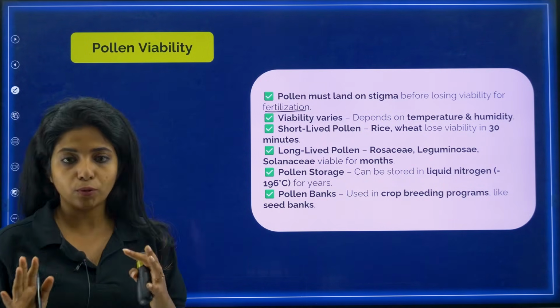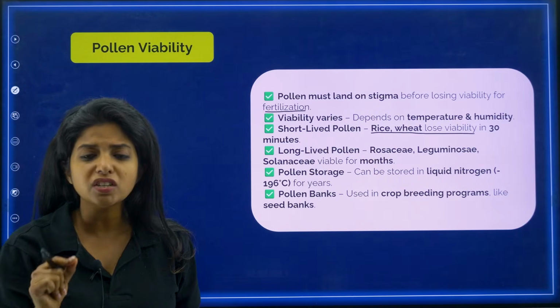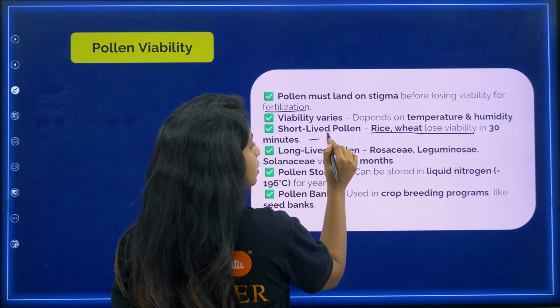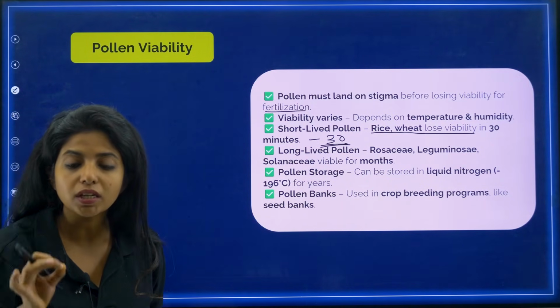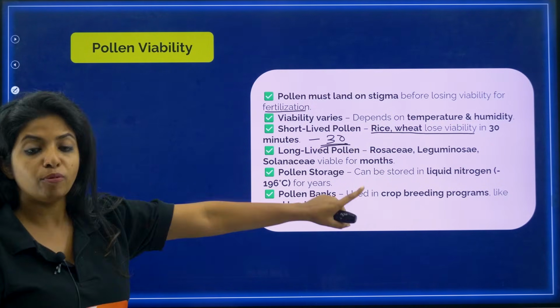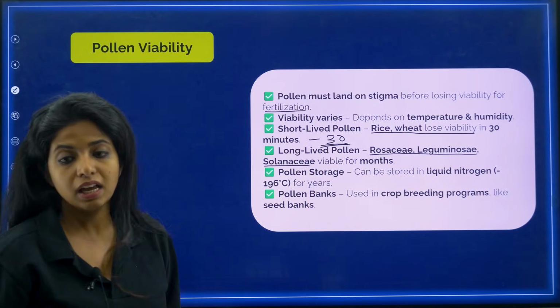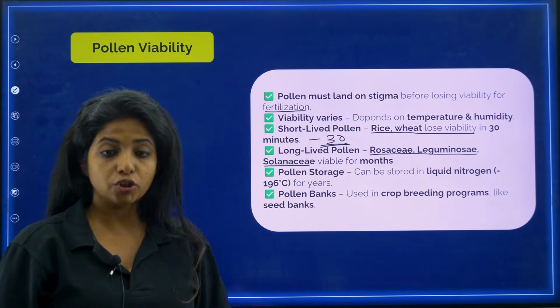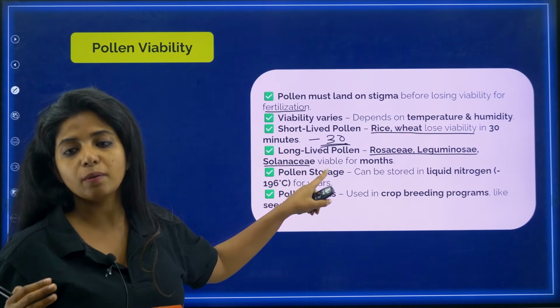There are short-lived pollen. You have to remember the names. It is rice, wheat. That will lose its viability within just 30 minutes. Rice and wheat, the staple food that we eat, my dear children, it loses its viability within just 30 minutes. What about long-lived pollens? There are 3 families that are given: Rosaceae, Leguminosae and Solanaceae. It is viable for months. So this is contrasting. Here it is just 30 minutes they are viable. Here they are viable for months.